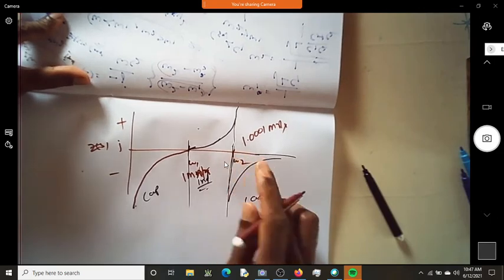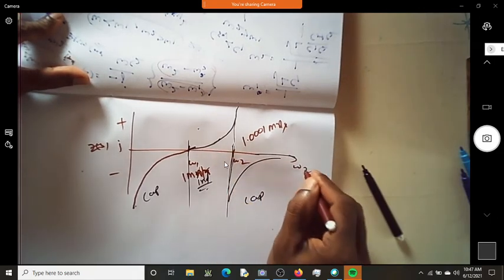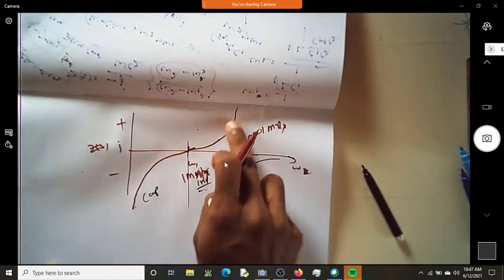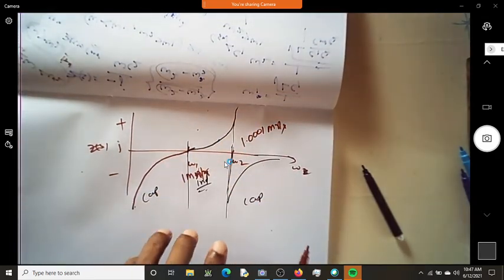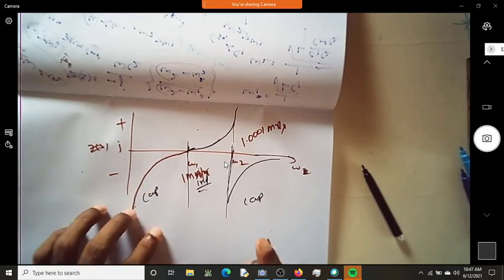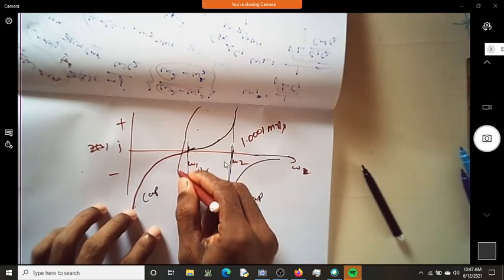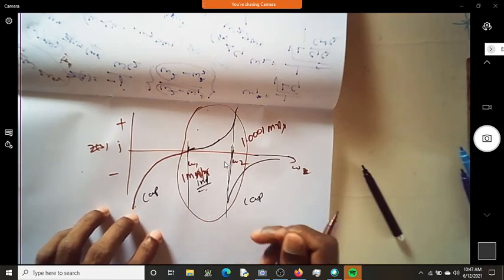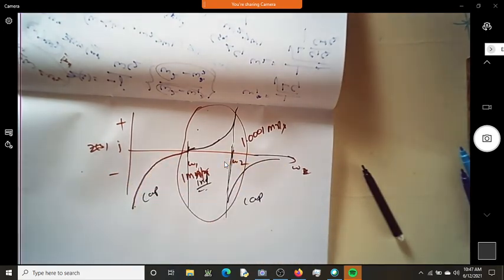If the value of omega is slightly greater than omega 2, this is the behavior of the impedance of the crystal, so that I am able to utilize the crystal as an inductor over a very narrow range of frequency. So, this is how it goes in the textbook.